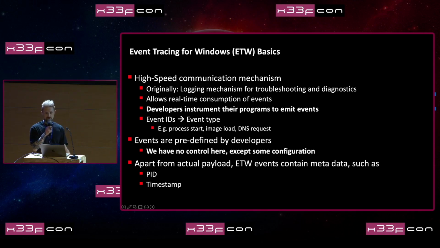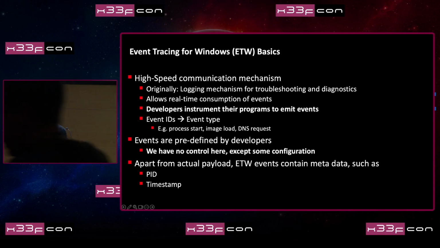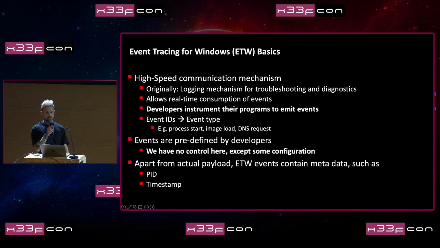ETW by itself nowadays is a high-speed communication mechanism. But it was originally developed to be a logging mechanism to do some troubleshooting and diagnostics. And the cool part about ETW is that you can consume events in real time. And developers can decide where an event may be generated. So for example, someone at Microsoft can decide that in the kernel, if someone is creating a file, for example, then an event is being generated. Each event has an event ID. So for example, process start events have a different event ID than image load events.